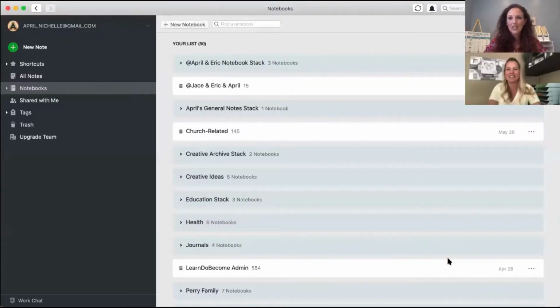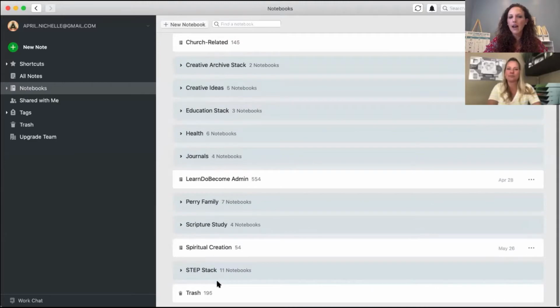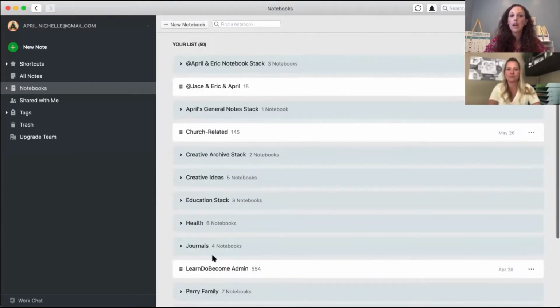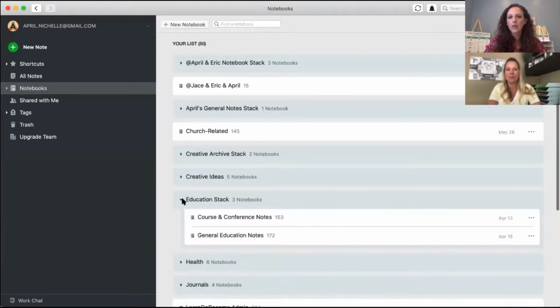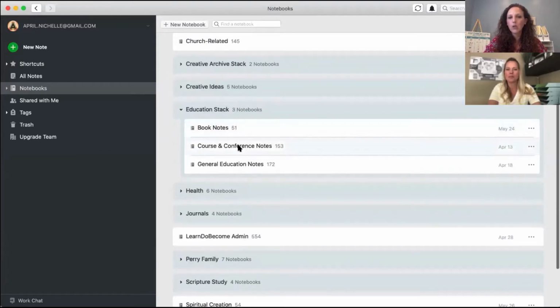I'm going to go ahead and just share my Evernote because I love Evernote. So this is how I do it, and you can obviously adapt this to how you want it. You could use OneNote, you can use any file system you want, but this is my Evernote notebooks. I have notebook stacks. Some of them are stacks, and then some of them are just individual notebooks. But I have one called Education Stack. And when I open it, I have book notes, course and conference notes, and then just general education notes.